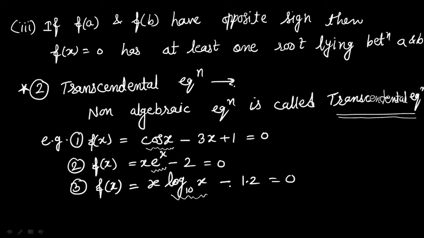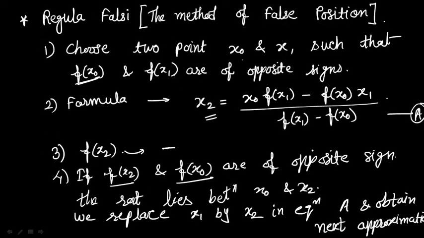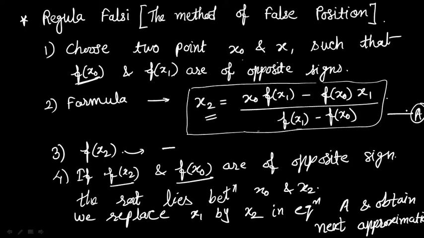Now, by using this method, we can find out the real root of these algebraic as well as transcendental equations. This is the application of this method. Regula Falsi method. Now in this method, first step is we choose 2 points x0 and x1 such that f of x0 and f of x1 are of opposite signs. And then we apply the formula of this Regula Falsi method. This is the important formula, that means equation number A.